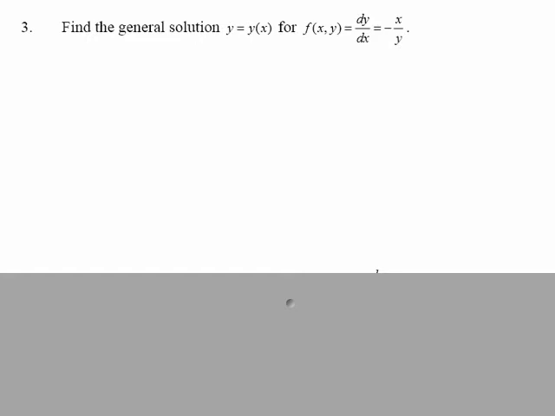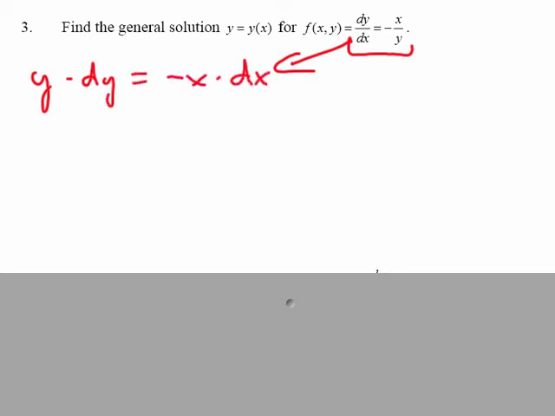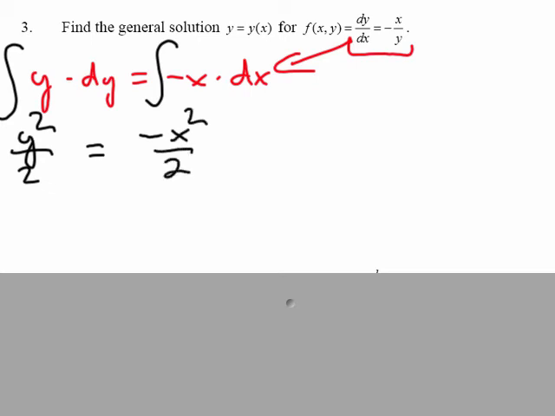Let's look at another example. Let's find the general solution represented by y equals a function of x for this differential equation. So I'm going to take my equation and separate x and y. I can do that by multiplying both sides by dx and by y, and that will lead me to y times dy equals negative x times dx. Once you have that, we can integrate both sides. The antiderivative of y is y squared over 2 plus a constant of integration, which I'm going to put on the other side. Antiderivative of negative x is this. And there's my constant of integration.